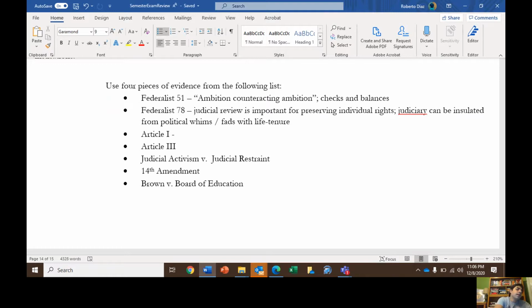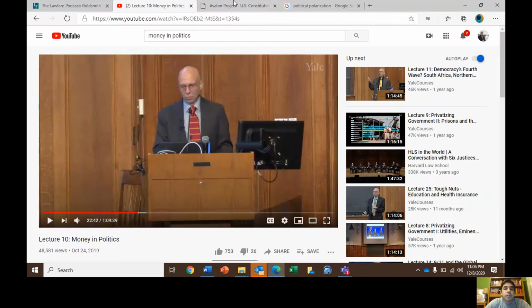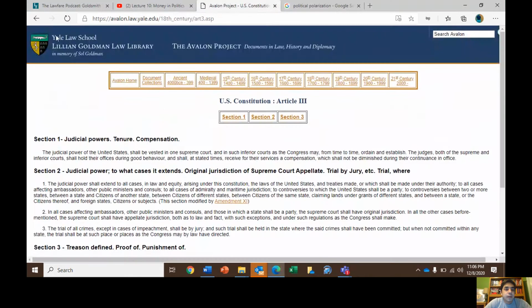Article 1. So I forgot to put Article 1 of the Constitution. But really, you can look at so many different mechanisms of Article 1 of the Constitution. So we can go here.